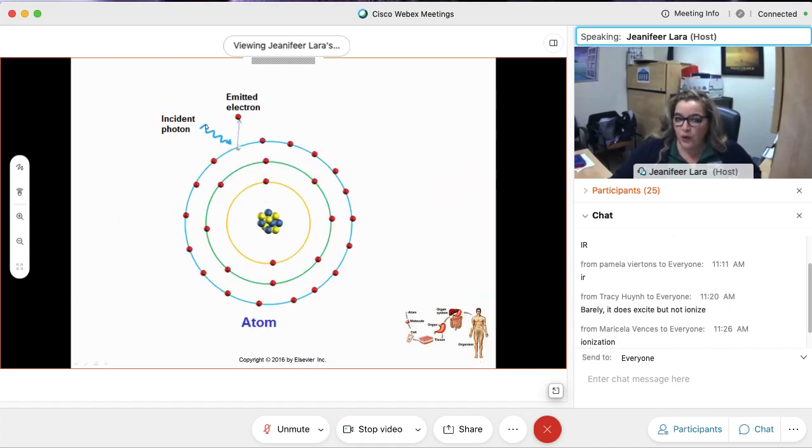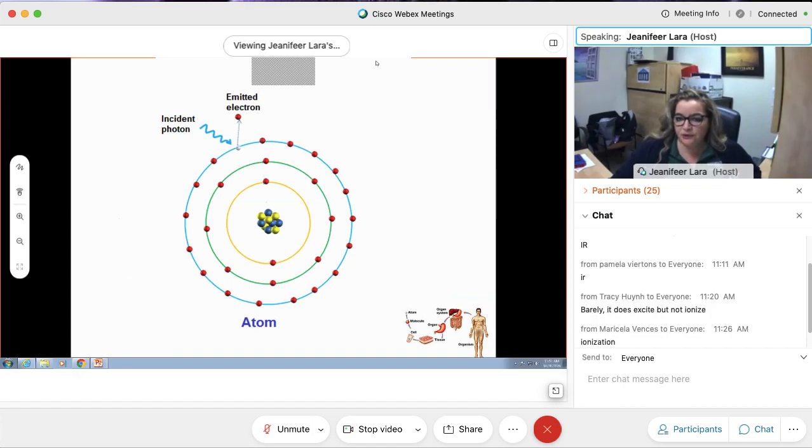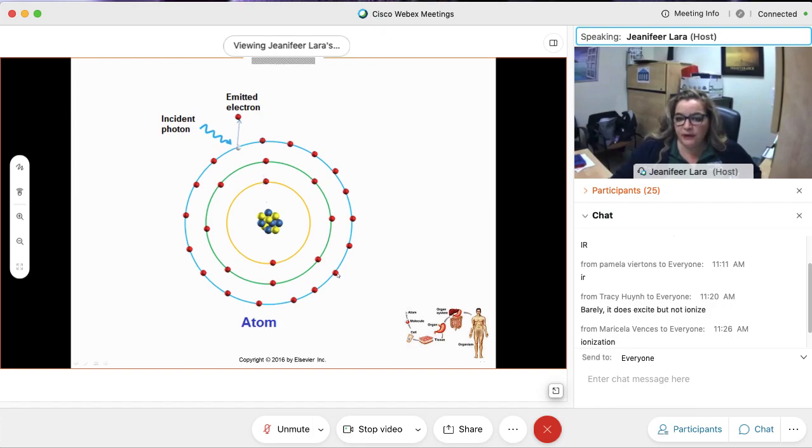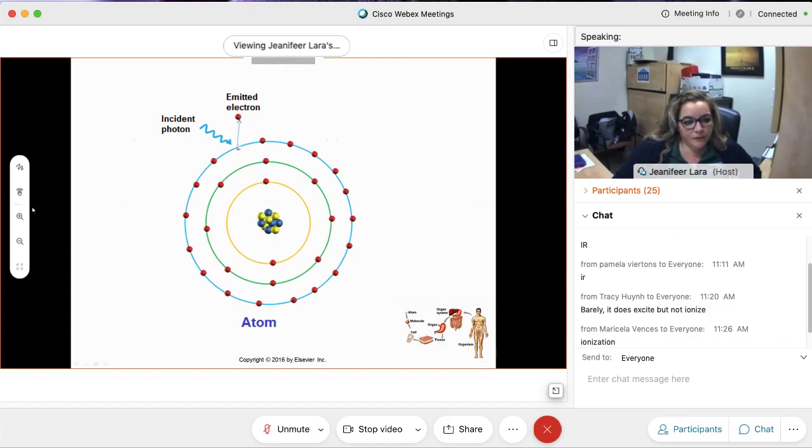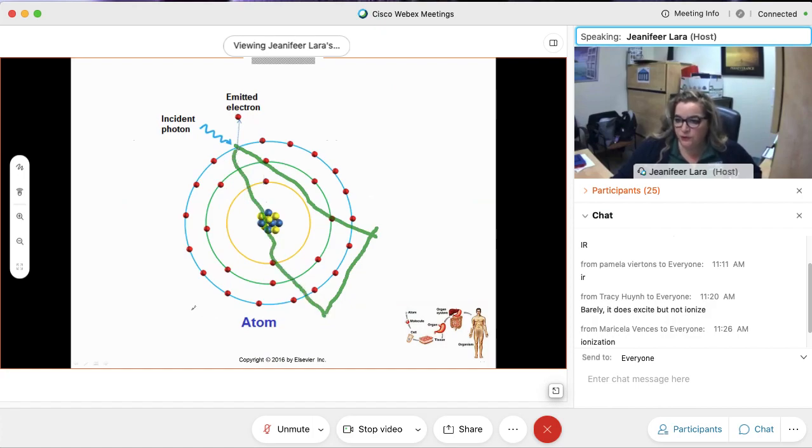So remember, our incident photon was intended to hit the image receptor, right here. So if this is my image receptor, this photon was going to hit my image receptor right here. But remember, if it got scattered, it hit my image receptor right here.